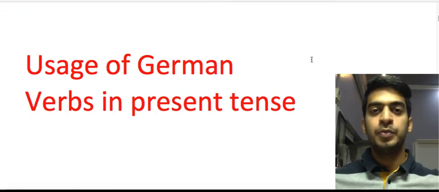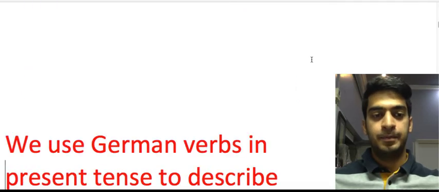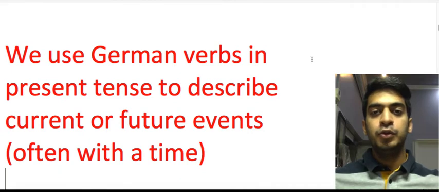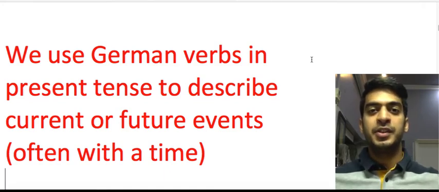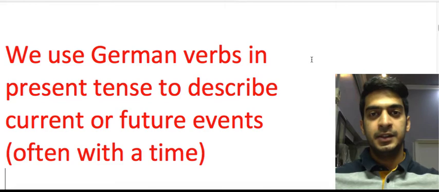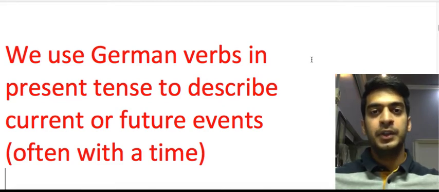Usage of German verbs in present tense. We use German verbs in present tense to describe current or future events, often with the time. The German verbs in the present tense are related to the events that are happening now or in the future, often related with time.